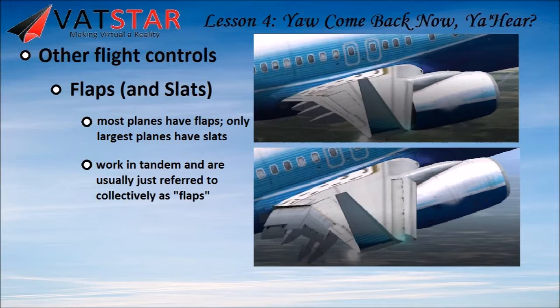In fact, I don't know of any planes where you can extend one without the other. You extend the flaps, and the slats just follow along and do their thing. In fact, most of the time, you don't even really refer to them separately.